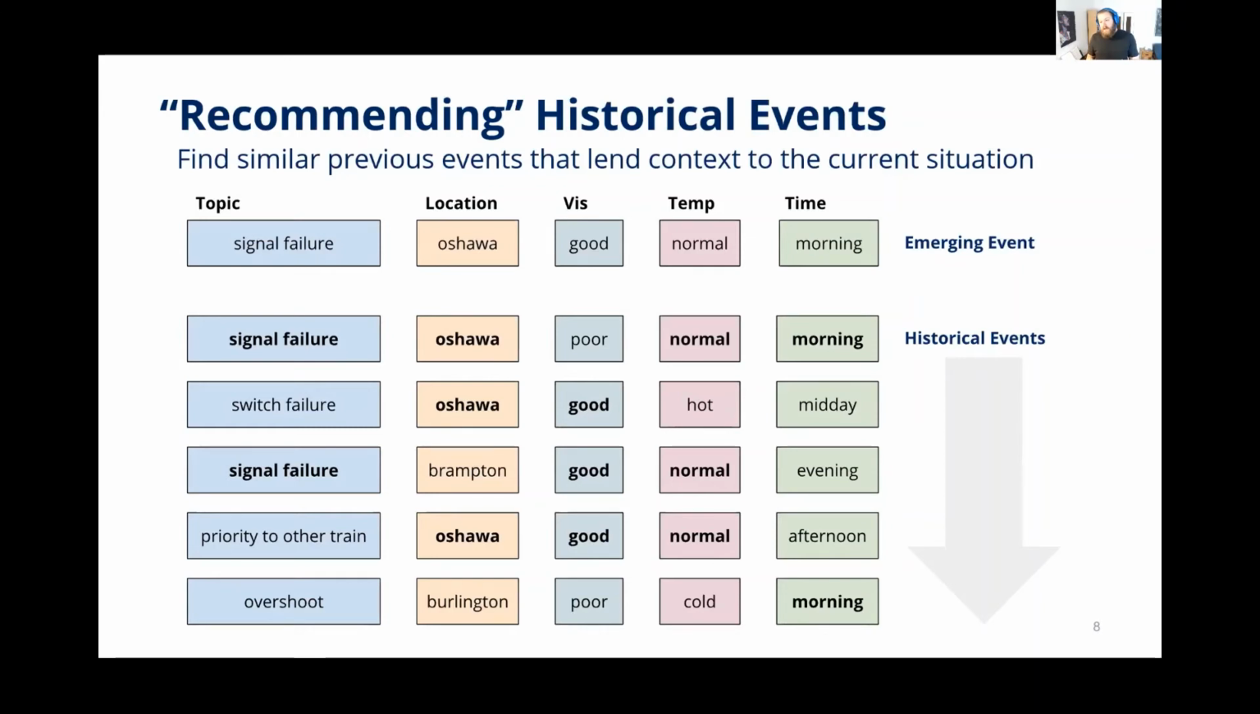And in this case, we do that using a technique called cosine similarity. And this lets you maybe show the top 10 best matches.